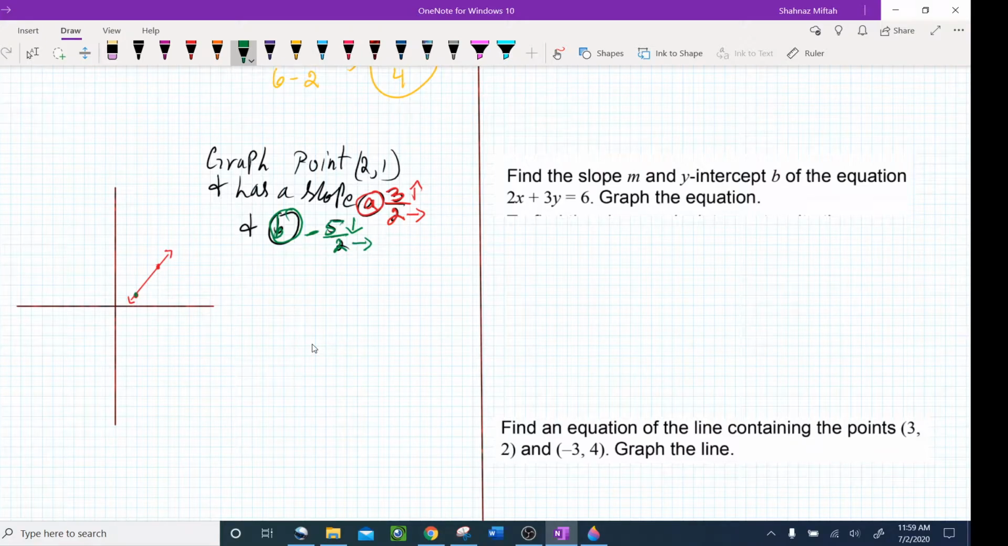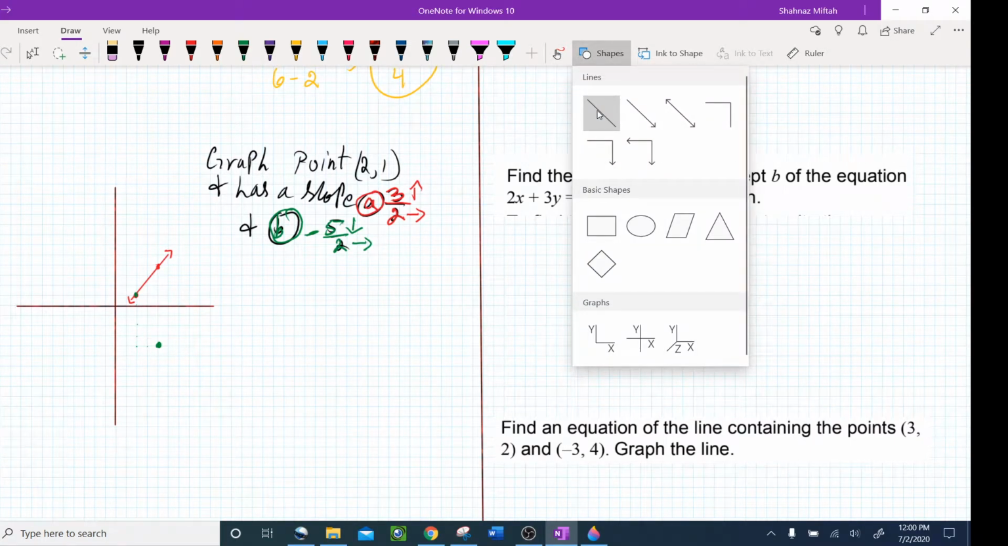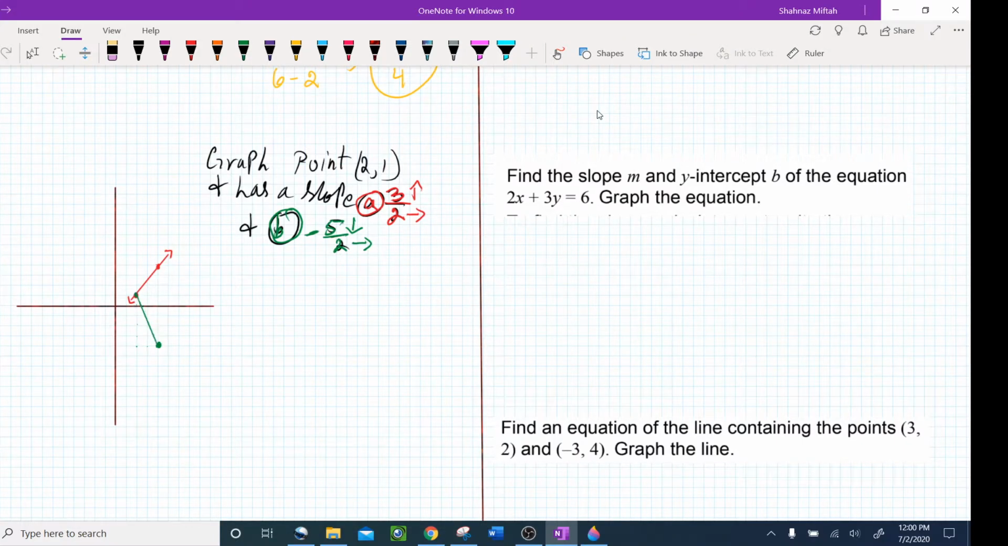So falling 5, 1, 2, 3, 4, 5, and I'm running to the right 2, 1, 2, and this is my another line. So let's draw that line too. Okay, let's draw a line. There you go. Let me extend that one so we can have a good idea. There you go. So this is my part B.